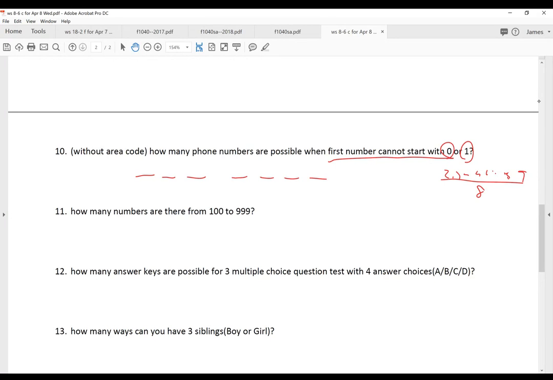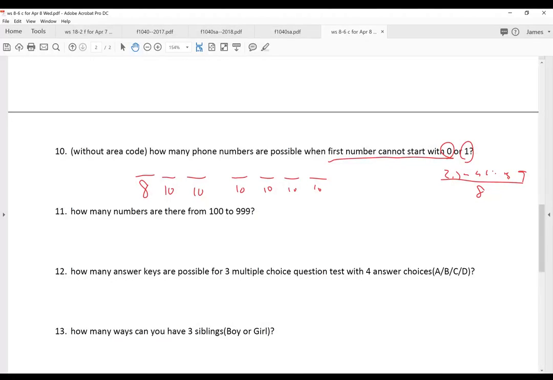So for the first space, you only have 8 choices because you cannot use 0 and you cannot use 1. Okay, so 8 choices for the first space, but after that it's always 10 choices, 0 through 9, not 1 through 9.